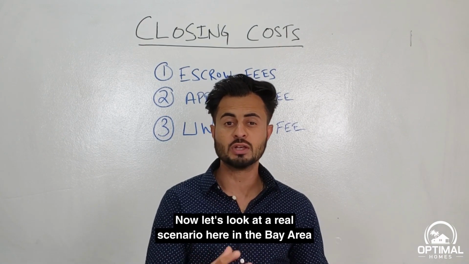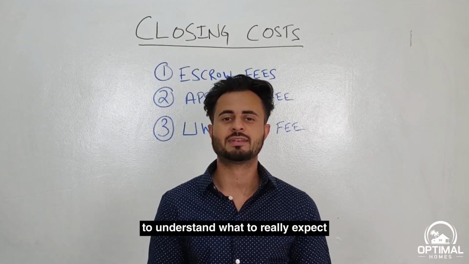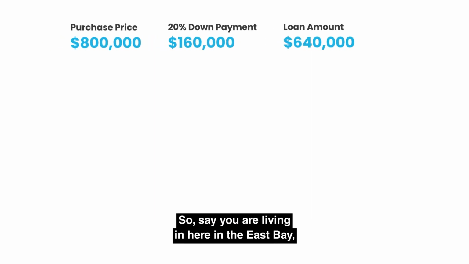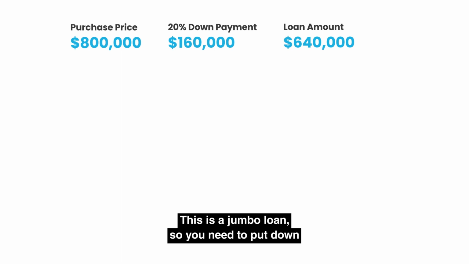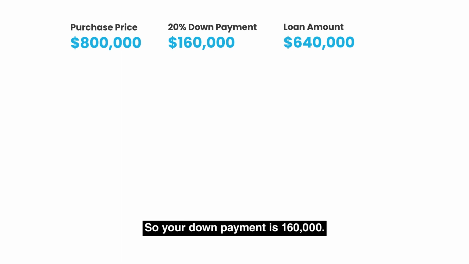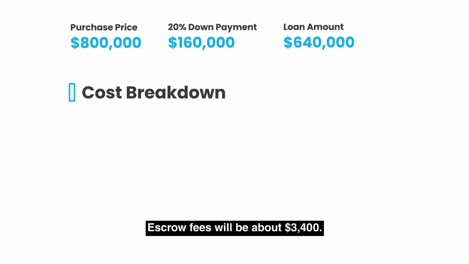Now let's look at a real scenario here in the Bay Area to understand what to really expect on your next purchase transaction. You are living here in the East Bay. An average 3-bedroom house here, the purchase price is $800,000. This is a jumbo loan, so you need to put at least 20% down, so your down payment is $160,000. The loan amount is $640,000. Based on this scenario, these will be your closing costs. Escrow fees will be about $3,400.